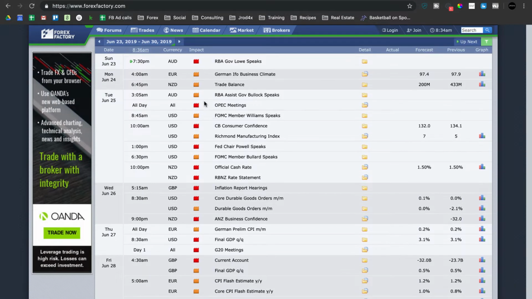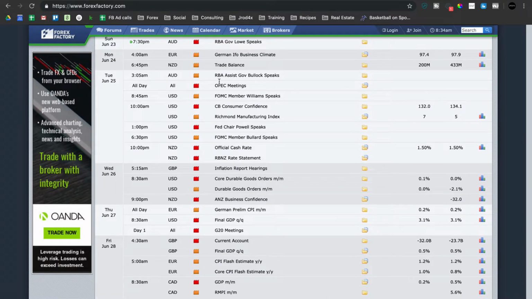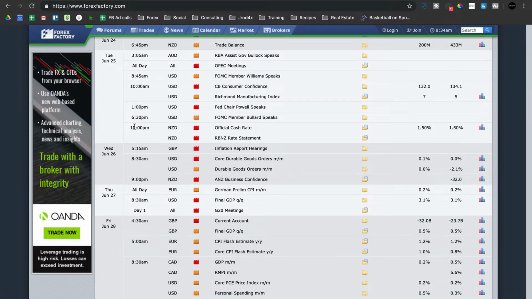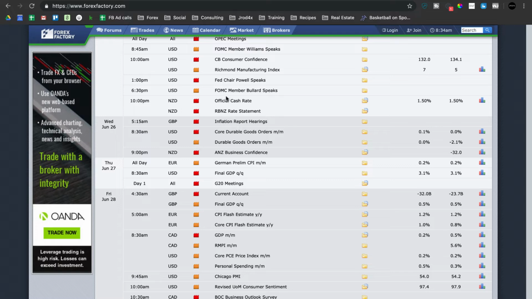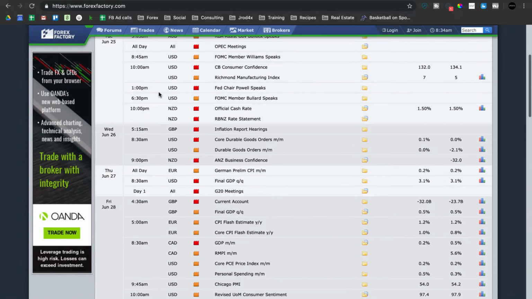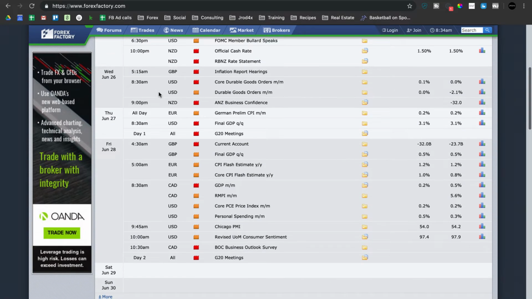For Monday, we don't really have too much on the economic calendar, but for Tuesday we have OPEC meetings all day, high impact, and then at 10 a.m. we have some dollar index news, 1 p.m. dollar index news, and medium impact dollar index news at 6:30 p.m. as well. Then we've got some New Zealand dollar at 10 p.m. So we've got cash rate and the rate statement at 10 p.m. Eastern on Tuesday. So Tuesday's a pretty busy day with economic events.